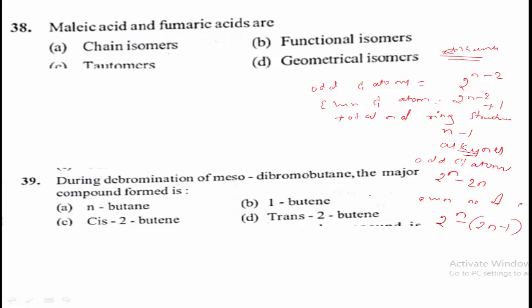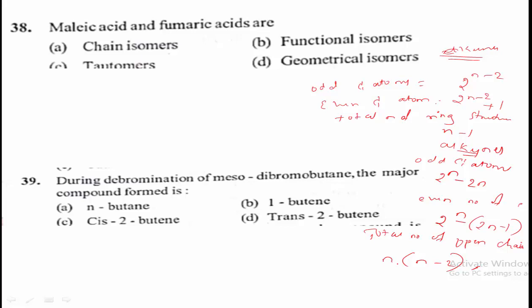And the total number of open chain isomers can be calculated by the formula n into n minus 2. Okay students, please write these formulas separately and remember them. They help in calculating structural isomers in alkanes, alkenes as well as alkynes. Okay, next.